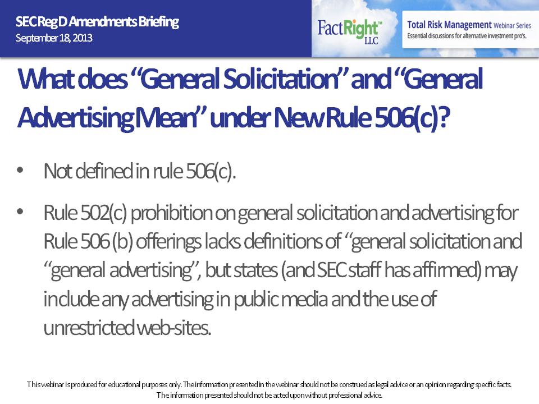What does general solicitation and general advertising mean? What can you do under new Rule 506(c) if you're an issuer or acting on behalf of an issuer? As I said, there's no definition of general solicitation and general advertising in either 506(c) or within 502(c), that rule that included the prohibition for 506(b) offerings. But 502(c) suggests that general solicitation would include any advertising in public media and the use of unrestricted websites. So 506(c) offerings can involve general advertising and publicly available websites.